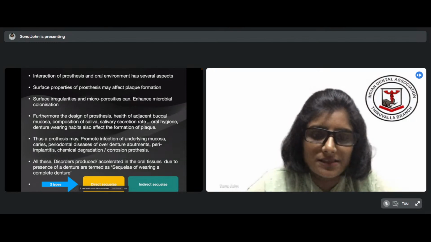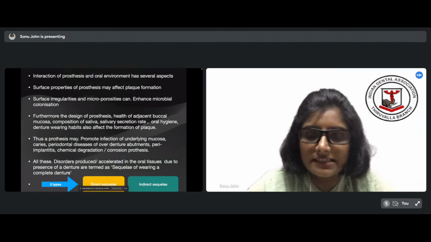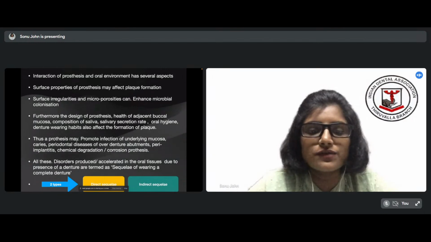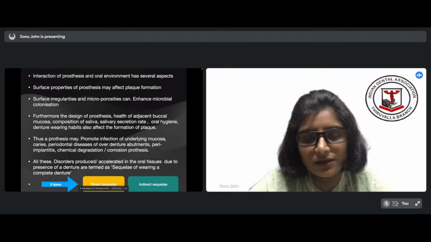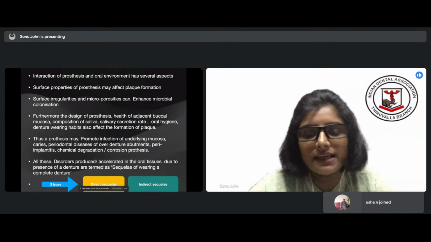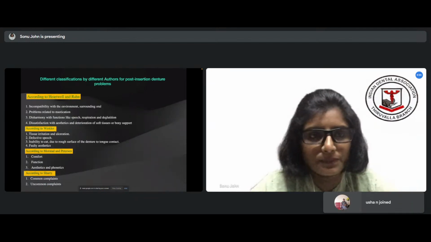All these disorders produced or accelerated in the oral tissue due to the presence of the denture are termed sequelae of wearing a complete denture. We have two types of sequelae: direct sequelae and indirect sequelae.